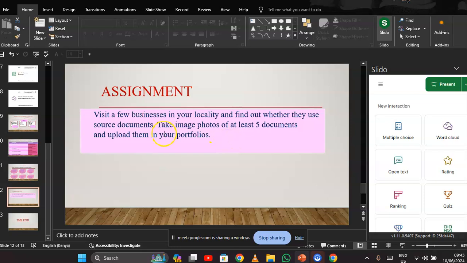So, here is the assignment for today. Visit a few businesses in your locality and find out whether they use source documents. Take photos of at least 5 and upload them in your portfolio.